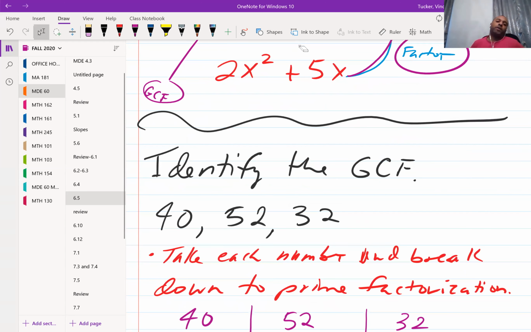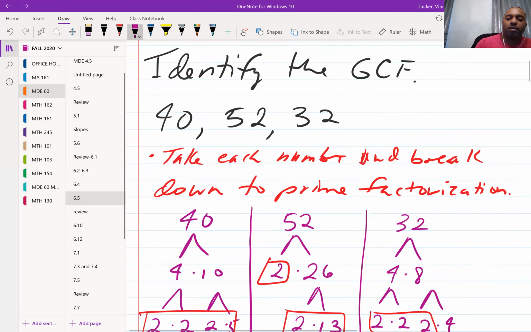All right. So first exercise, identify the GCF, the greatest common factor. They give us 40, 52, and 32. And so what I say is, well, we can take each number and break them down to the prime factorization. So in other words, break them down to prime numbers.